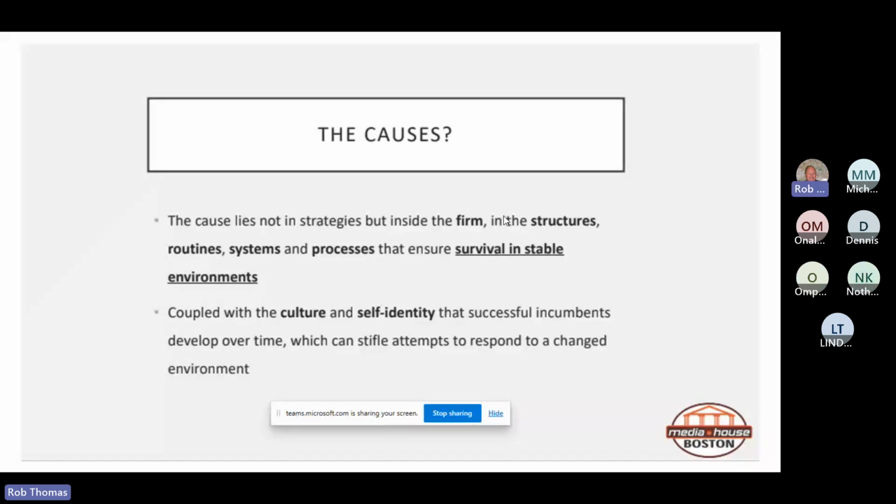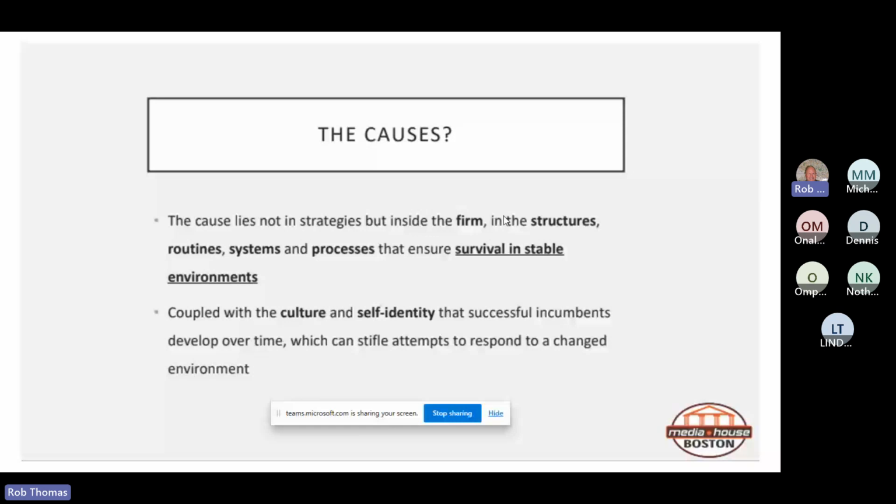inertia? The cause lies not in strategies, but inside the firm, in the structures, routines, systems, and processes that ensure survival in stable environments. Guys, I want to contradict King here, and you're welcome to do the same. In some cases, it could be the strategy that is the problem. It's not always that it's a bad organization. It's the strategy around the organization that's faulty. And that's why the organization is not doing well, because they're not innovating in their space.